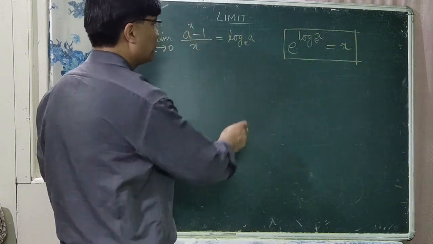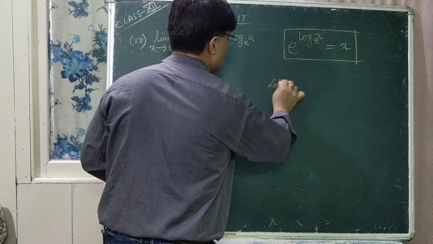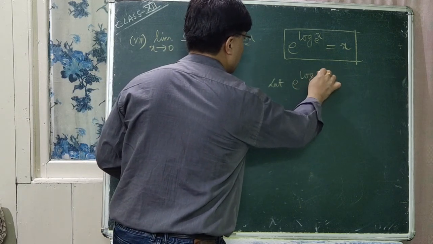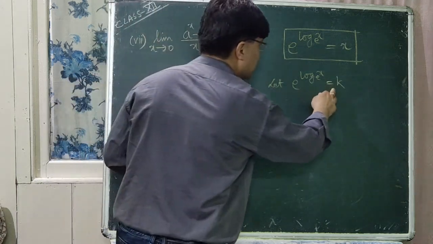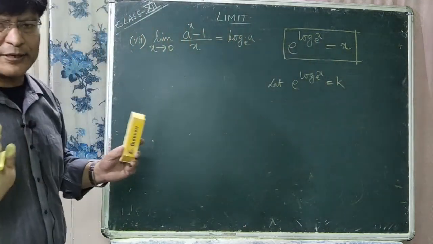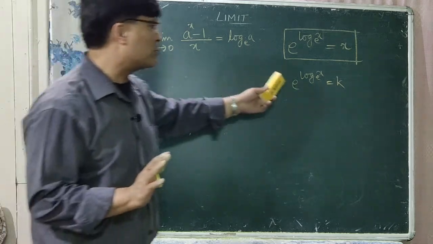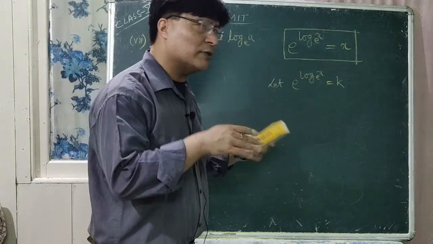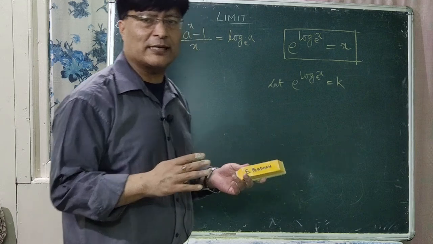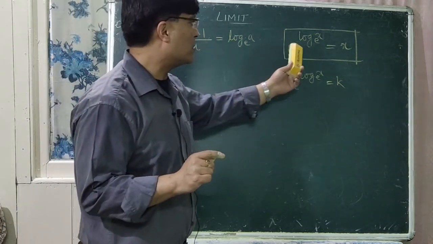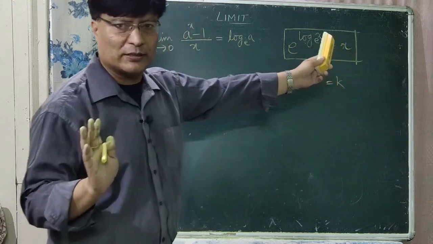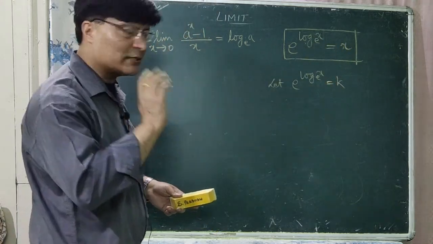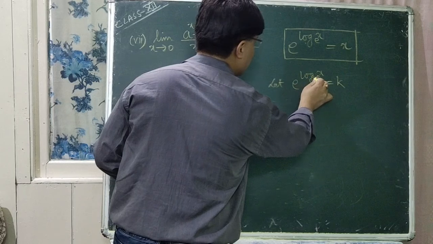Let us prove it. Let e to the power log x base e be equal to k. Now we should prove that k is equal to x. Just try to understand it. You don't have to copy the proof. I am just showing you the proof, but you have to remember this formula, that e to the power log x base e is equal to x. I think you know it. So let us prove it.